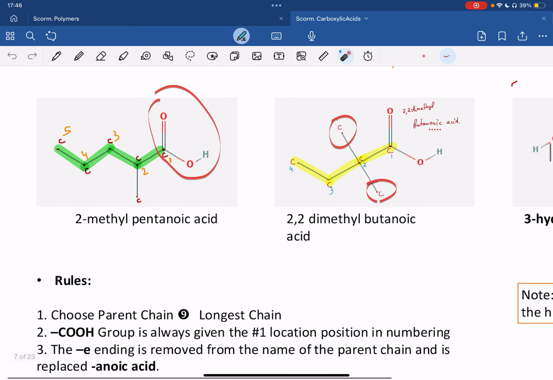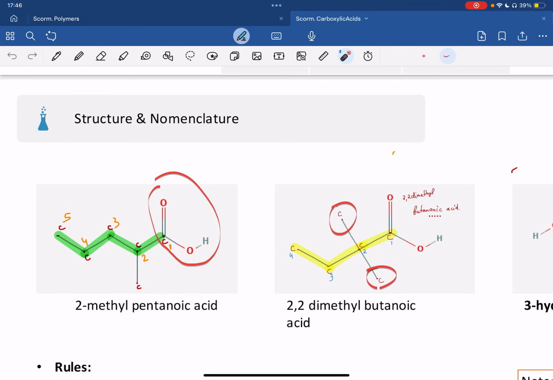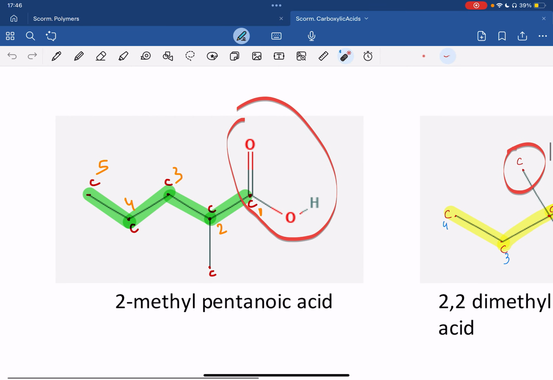How do we name the carboxylic acids? Remember that carboxylic acids are highly important acids. They have high priority, and they always locate at the end. So whenever you name the carboxylic acid, start the numbering from the carboxylic acid part, name the longest chain, and just know the branches.